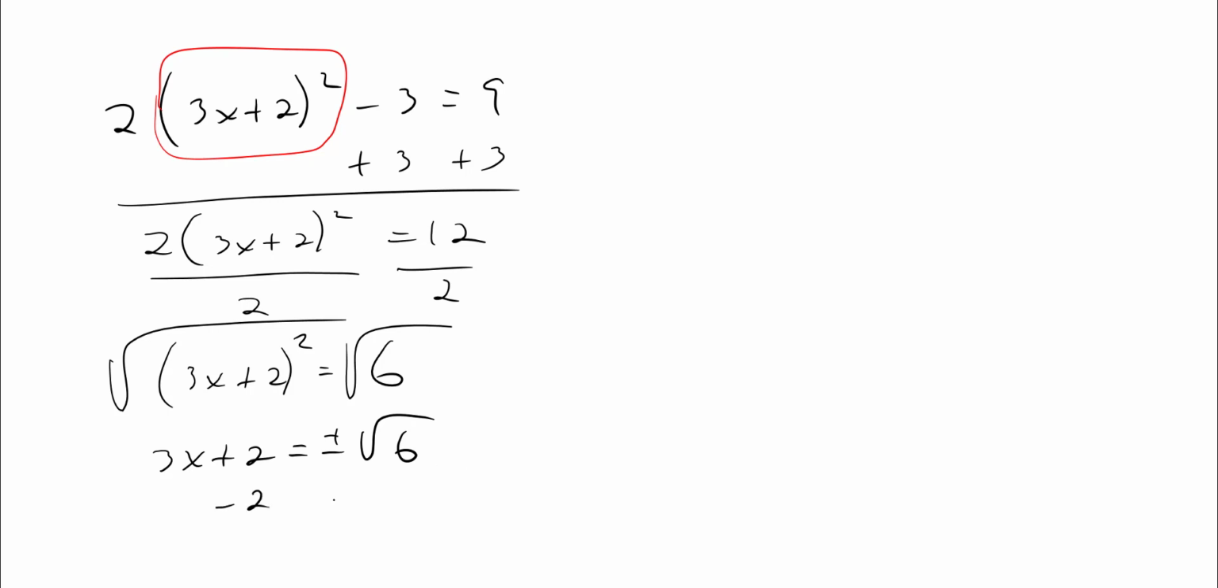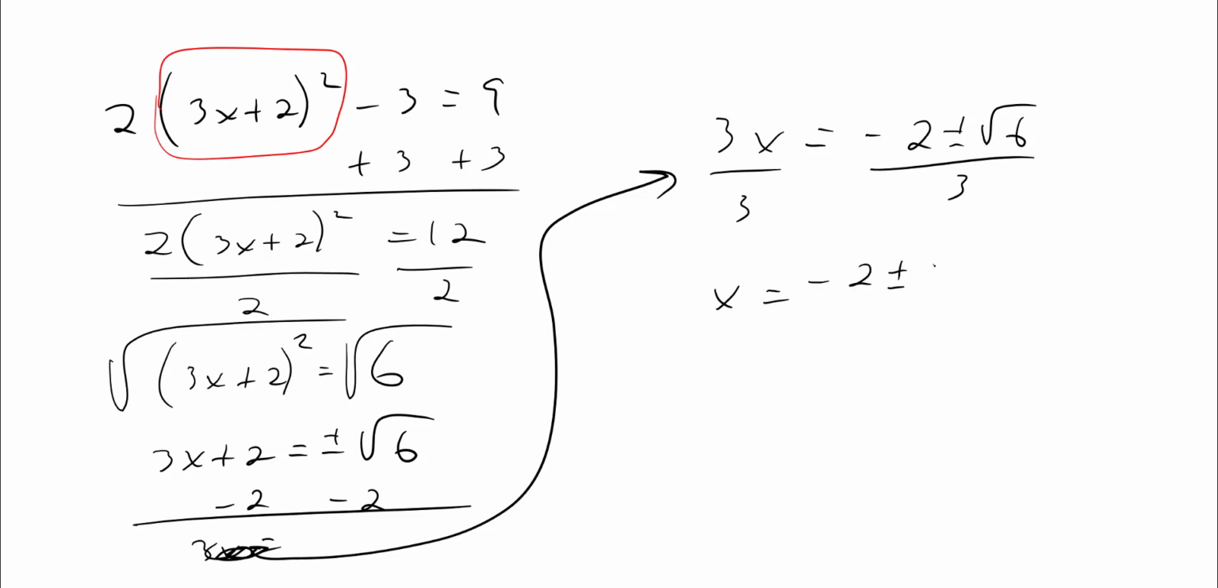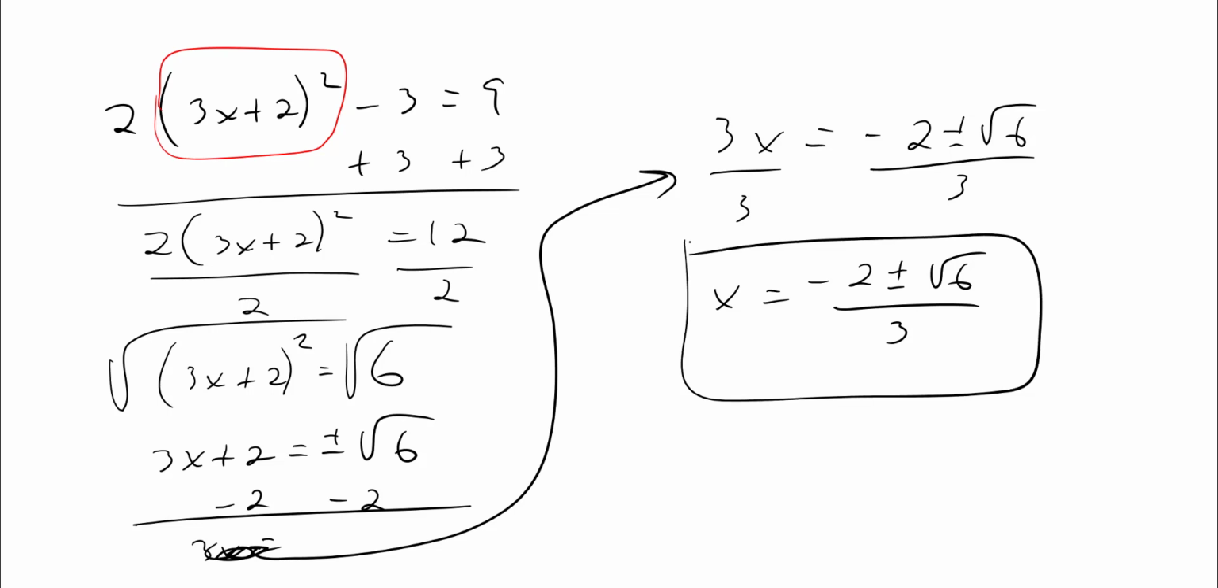So I'm literally going to subtract 2 from both sides. And I get 3x is equal to negative 2 plus or minus root 6. Okay? Your last step is divide both sides by 3. Nothing fancy. So x equals negative 2 plus or minus root 6 over 3. And that's your final answer.